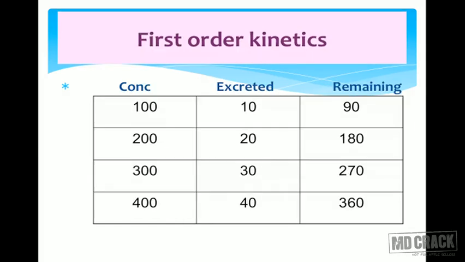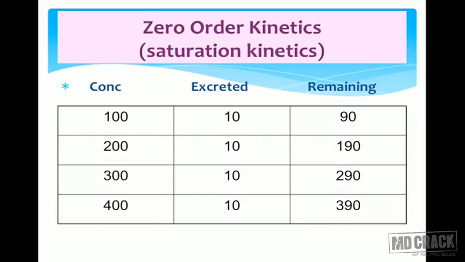Suppose the concentration is 100, the excreted amount is 10, the remaining amount will be 90. If we make the dose 200, excreted will be 20, because it's a fixed proportion or fixed percentage. So we derive from this, about 10% of the drug is getting excreted. So out of 200, 20 gets excreted, 180 remains inside the body. When the dose is 300, 30 will get excreted, 270 remains. When the dose is 400, 40 gets excreted, 360 remains. This is first order.